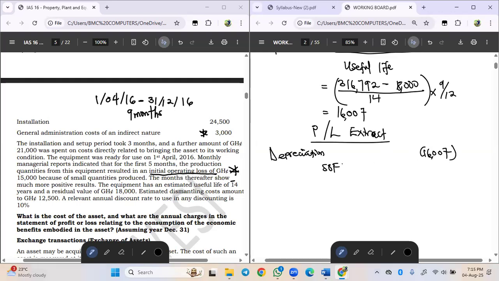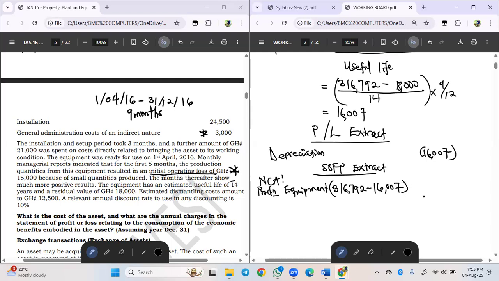Then SOFP extracts. Now we have non-current assets. We have equipment, production equipment. You measure it at what? The carrying amount or the carrying value. So that is the cost of the asset, 316,792, minus the depreciation. If we have just 1 year, subtract that particular year. But if we have, let's say, 2 years, 3 years, you subtract the accumulated depreciation. So we are going into depreciation, you understand.